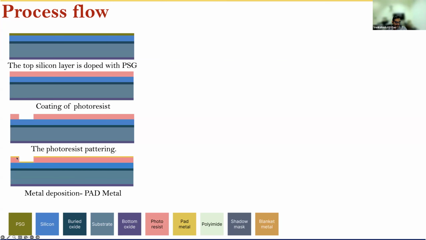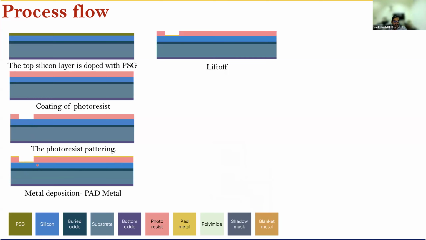You can see that the pad metal gets deposited over the top layer as well as on the silicon, right? It will get deposited on the top as well as on the silicon. Now, after that, we will lift off the metal from the top layer. And now we will be left with just the pad metal which is there on the silicon, right?